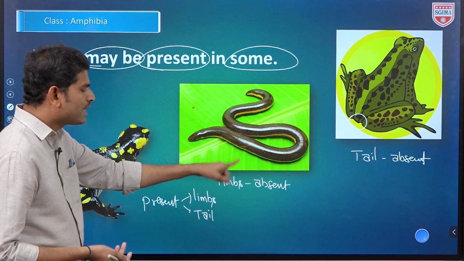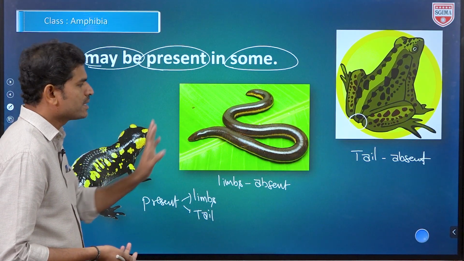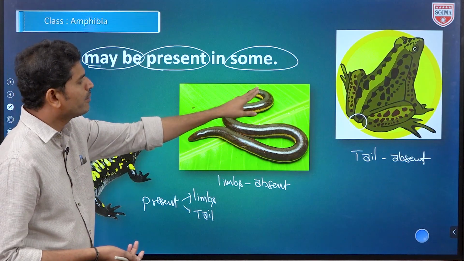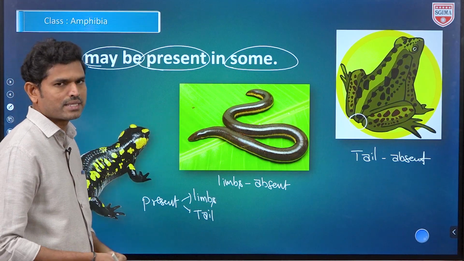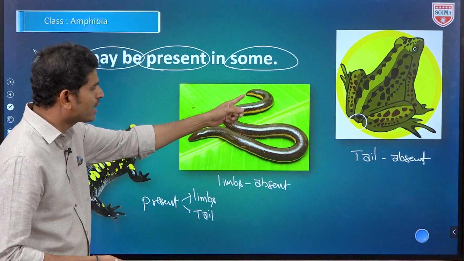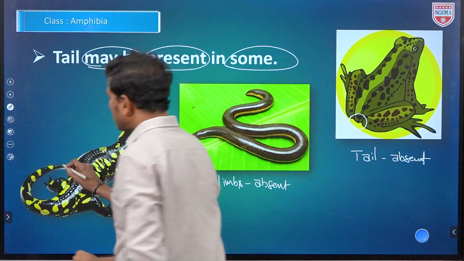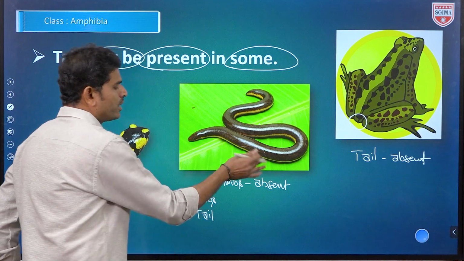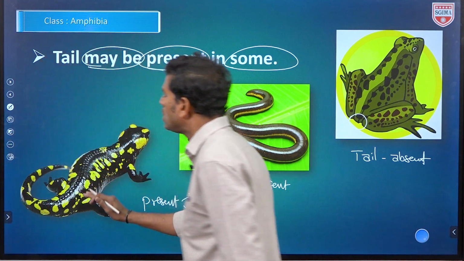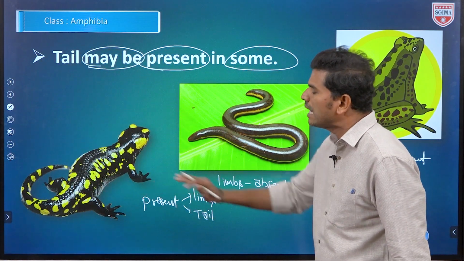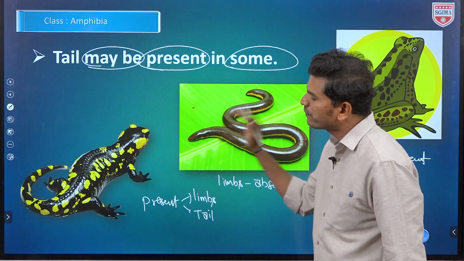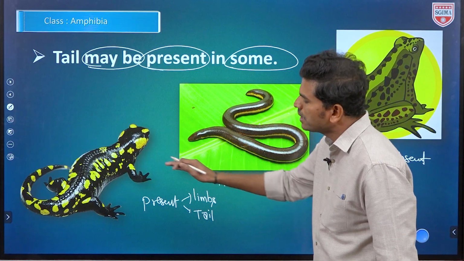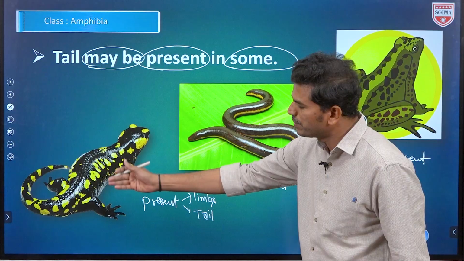In the organisms where limbs are present, the tail is absent. Here the last part of the body we may consider as a tail, but exactly the tail of a salamander may not be the same. Particularly here limbs are absent. And the last one, the salamander, is different from these two: it has both limbs and tail.